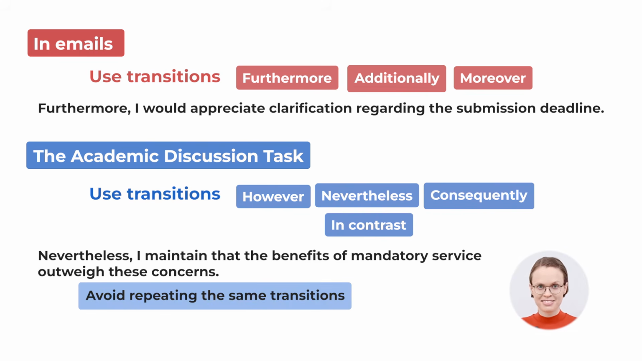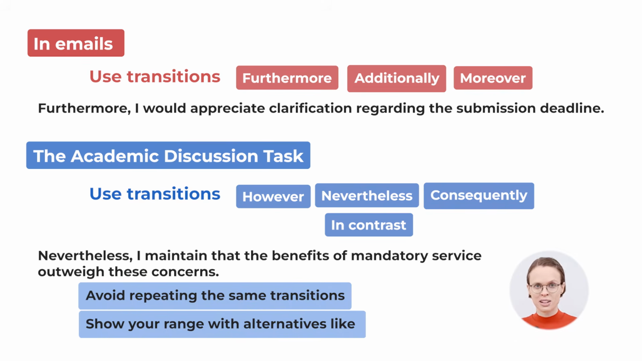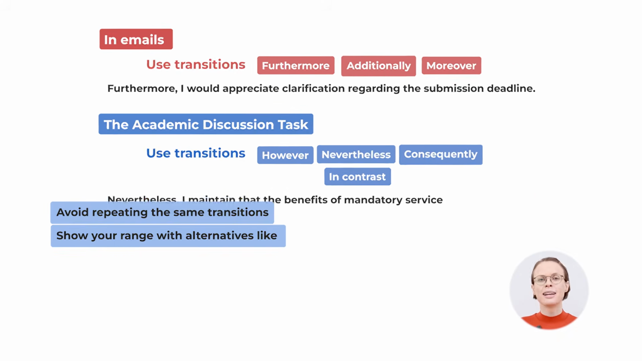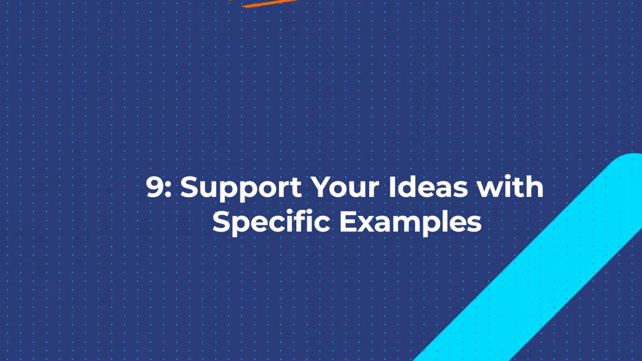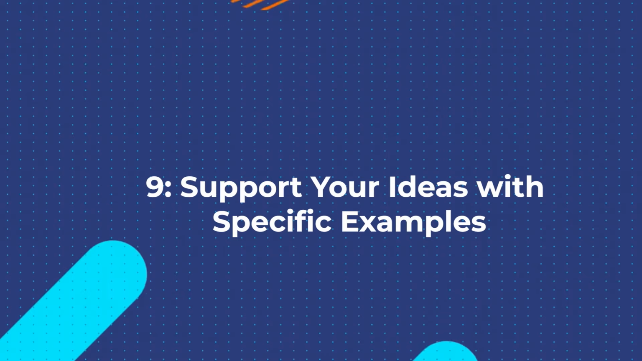Avoid repeating the same transitions. Show your range with alternatives like "in addition," "subsequently," "on the other hand," and "as a result." This shows the TOEFL examiners that your writing has a good flow, and it also demonstrates you have a broad range of vocabulary. Tip number 9 is crucial for getting a high writing score.